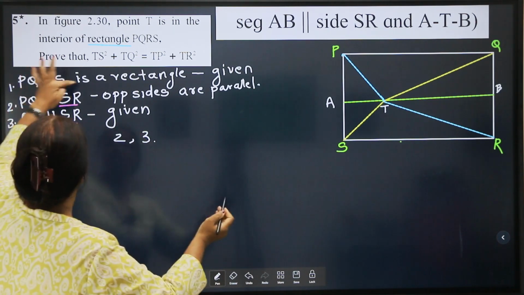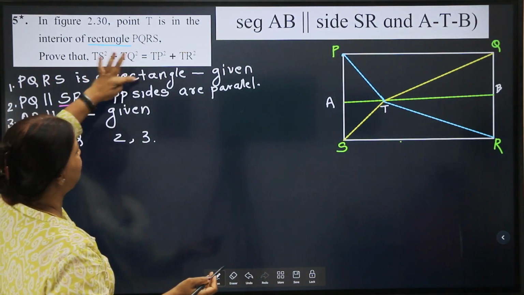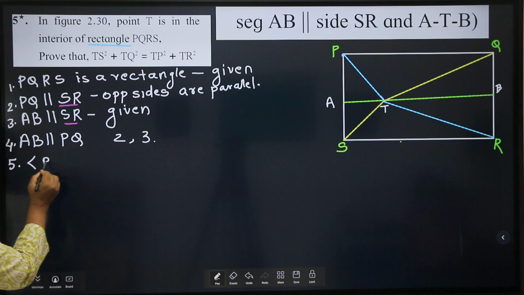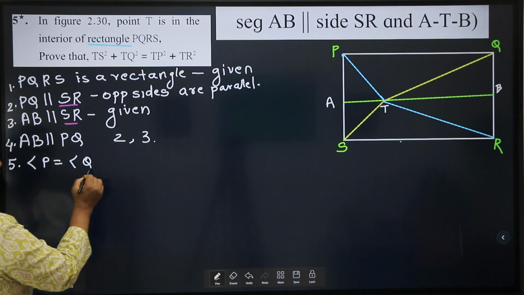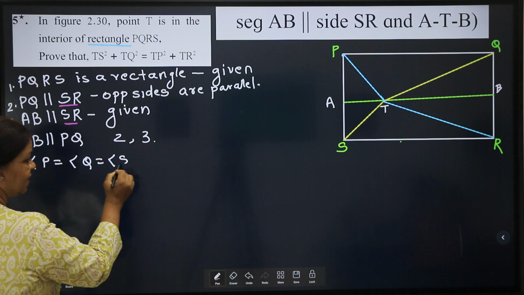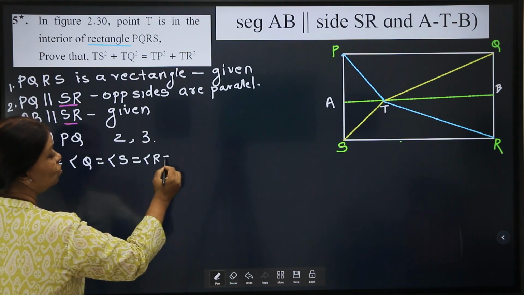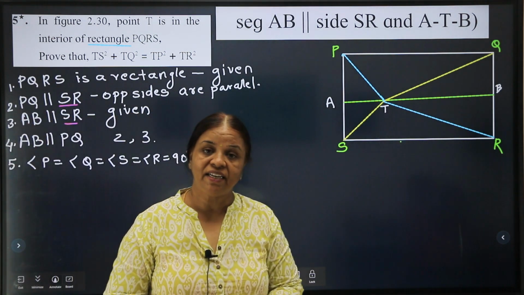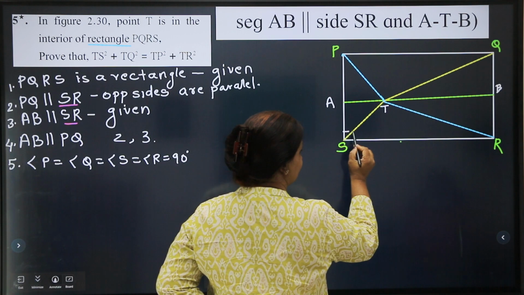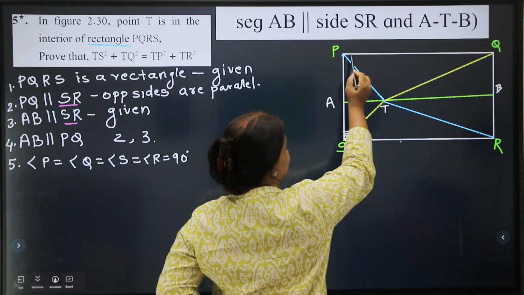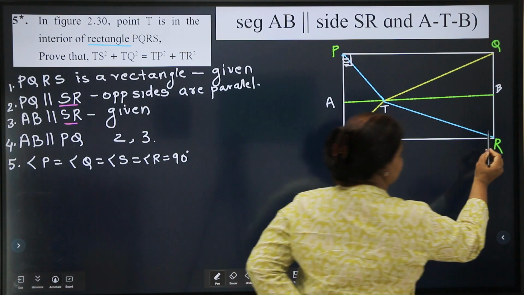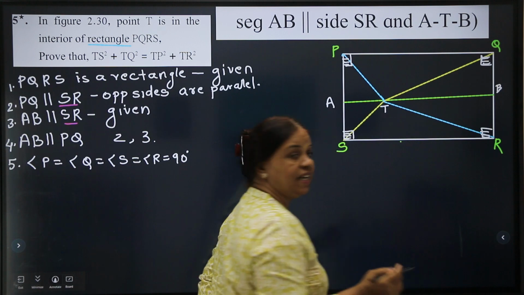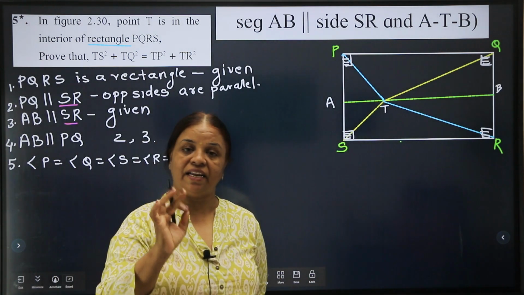Let us first consider this point. PQRS is a rectangle. If PQRS is a rectangle, fifth point, angle P is equal to angle Q is equal to angle S is equal to angle R is going to be 90 degree. Each angle of a rectangle is 90 degree. So I can say that this angle is 90 degree. This angle is 90 degree. This angle is 90 degree and this angle is also 90 degree. In a rectangle, each angle is 90 degree.